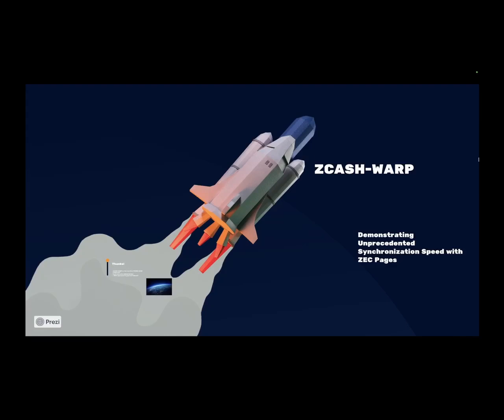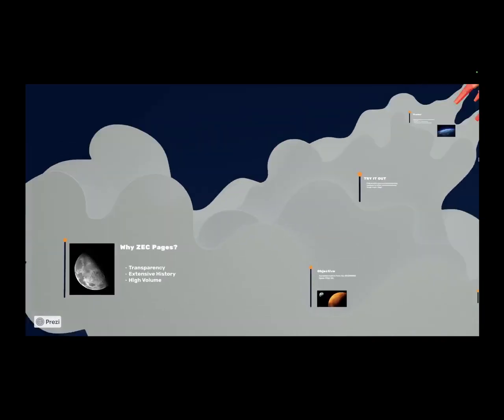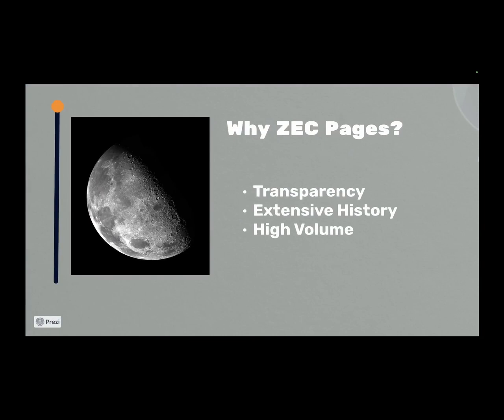Hello, Zcash gang. Today I'm excited to share a significant breakthrough I've achieved in Zcash wallet synchronization speed. I've made remarkable progress and I'm eager to demonstrate this advancement using ZEC Pages as my benchmark. I chose ZEC Pages as the ideal candidate for my synchronization benchmarks due to several key factors.